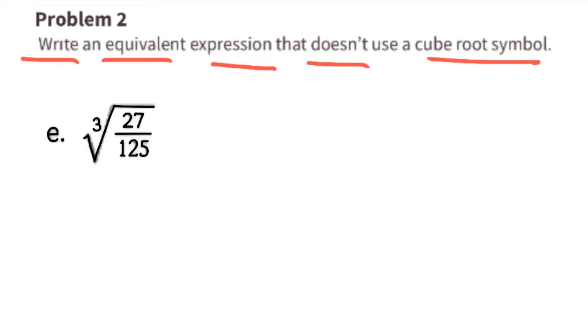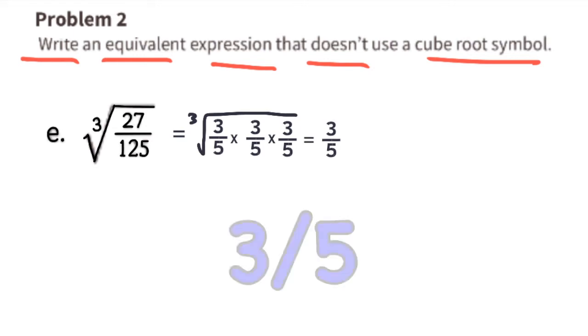E. The cube root of 27 over 125. That's asking what number times itself 3 times equals 27 over 125. Since 3/5 times 3/5 times 3/5 equals 27 over 125, then the expression 3/5 is equivalent to the cube root of 27 over 125.